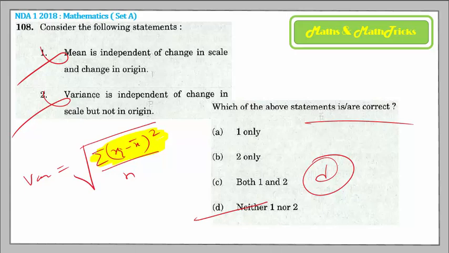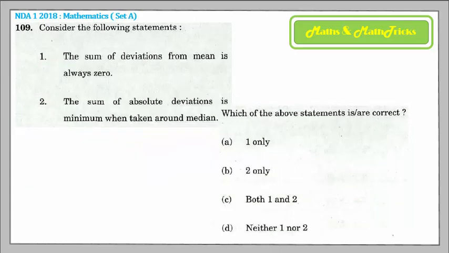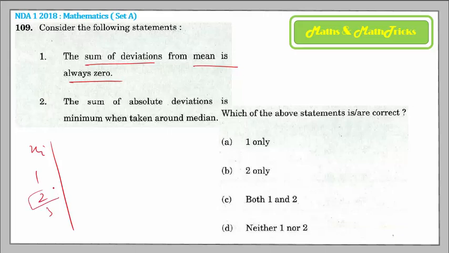Alright, coming on to the next question, 109. Here you see again a question on the basic concept. The sum of the deviations from the mean is always 0. When you have any observations, say 1, 2, 3, you calculate the mean of the data, which is 6 by 3, that is 2. So xi minus 2 is minus 1, 0, and 1. You see the sum of the deviations about the mean for this particular data is 0.